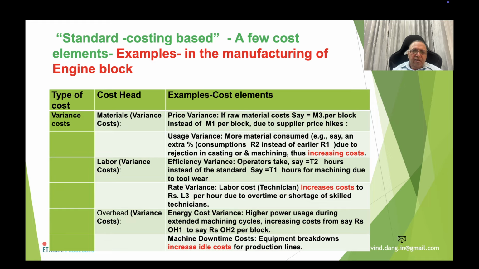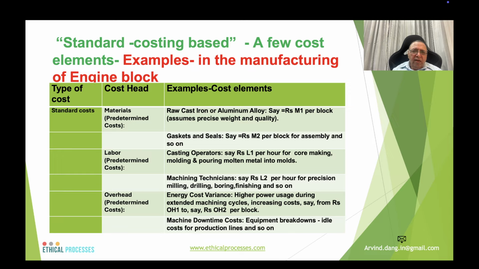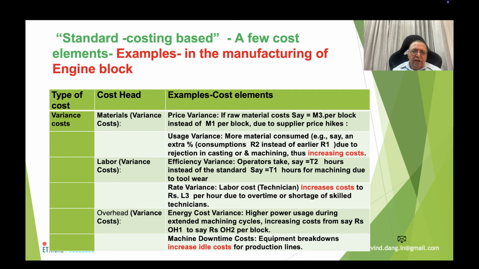Similarly, there can be labor efficiency variance, like operators take say T2 hours instead of standard T1 hours for machining due to tool wear, etc. And rate variances in the labor cost because the labor cost increases. Similarly, overhead variance can be there, for example, energy cost variance. There can be higher power usage during the extended machining cycles, increasing the cost from say rupees OH1 to rupees OH2. So these original costs are indicated here, like I have stated M1, or machining operator L2, or overhead one, vis-a-vis standard cost, the actual cost can be higher, that leads to variances.